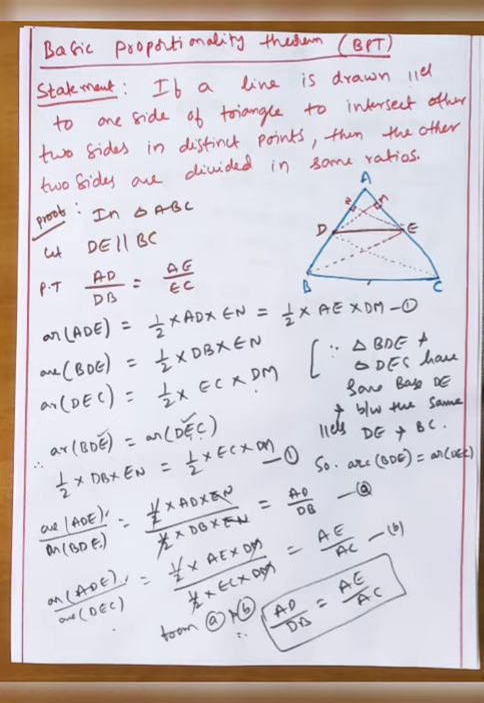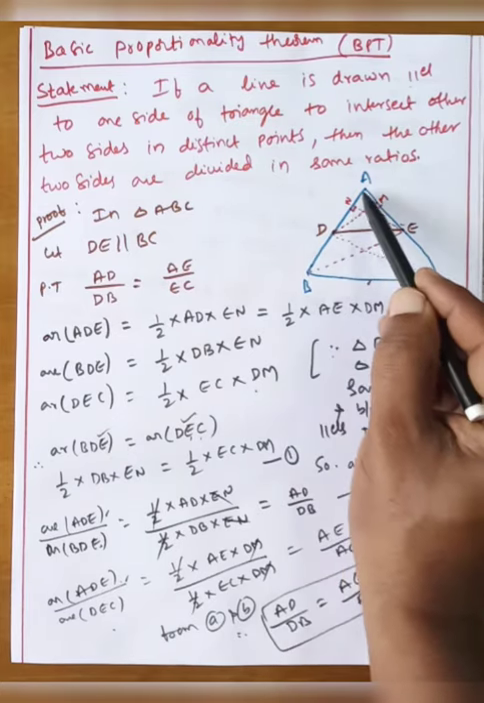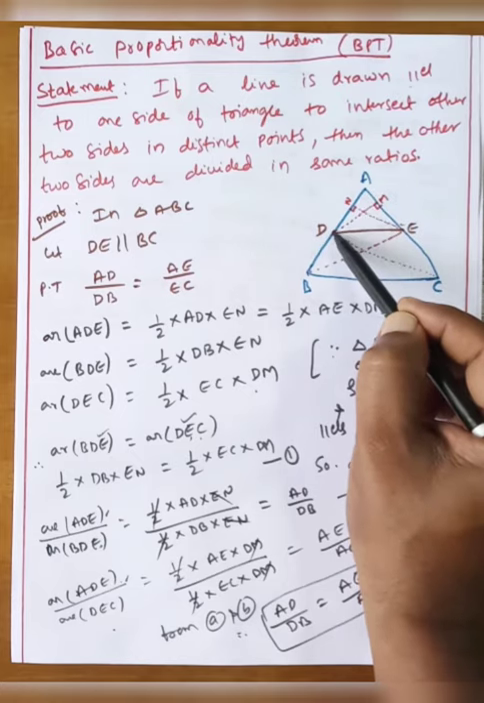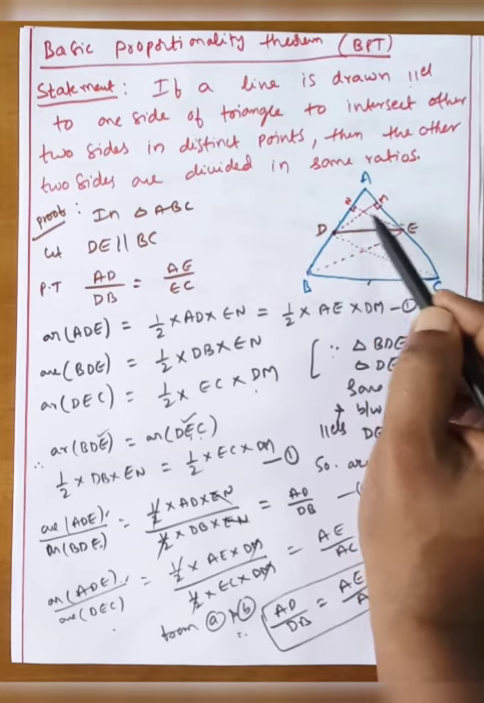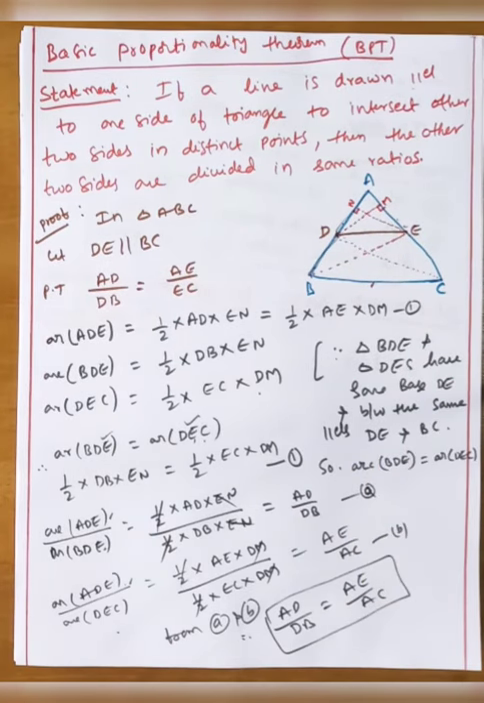If one line is parallel to one side of the triangle and intersects the other two sides in two distinct points, here observe this one and this one, but the ratio is the same, then the other two sides are divided in the same ratio. This side means AD by DB is equal to AE by EC. This is called BPT, basic proportionality theorem.